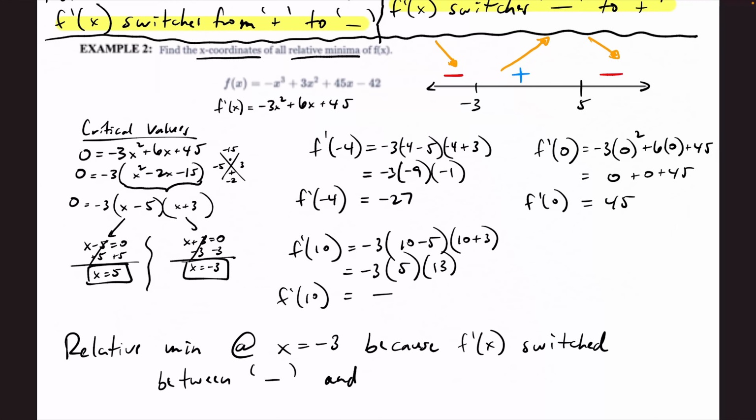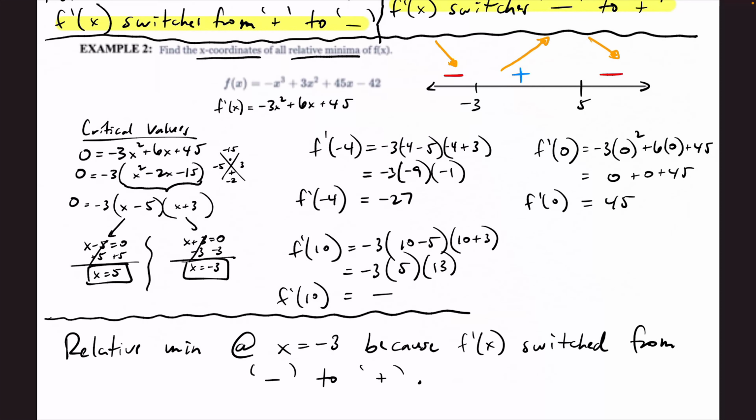I should say it switched from negative to positive. Okay? So be careful when you're writing your justifications. I had this on tests before. They say relative minimum at x equals -3 because it switched from negative to positive.